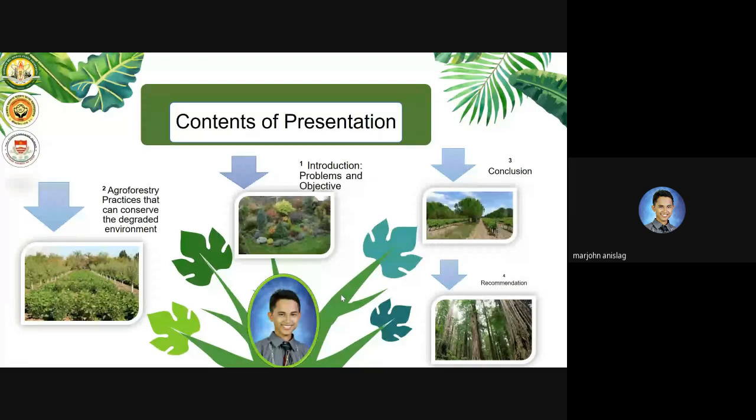The contents of this presentation are the introduction, which focuses on and highlights the environmental problems and objectives to conserve the environment, agroforestry practices that can conserve the degraded environment, conclusion, and recommendation.